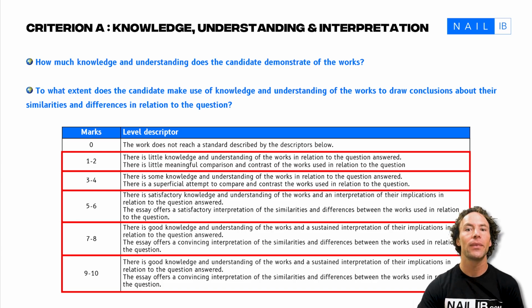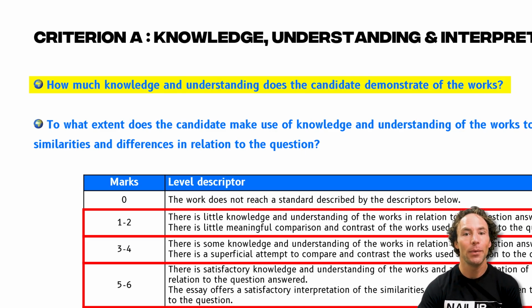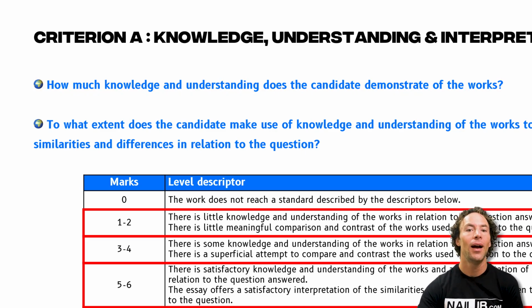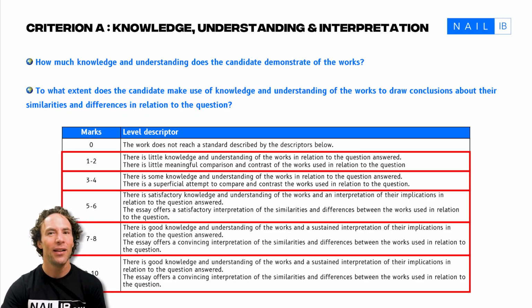So Criterion A, knowledge, understanding, and interpretation. In this section, we'll really delve into the assessment criteria of Criterion A and focus on how we can achieve it to the best of our ability and really knock it out of the park. This section considers how much knowledge and understanding we demonstrate of the works that we've chosen, and to what extent the candidate makes use of knowledge and understanding of the works to draw conclusions about the similarities and differences in relation to the question. Okay, as I mentioned earlier, in relation to the question. So if you try and prepare an essay in advance, we won't get that second point here.